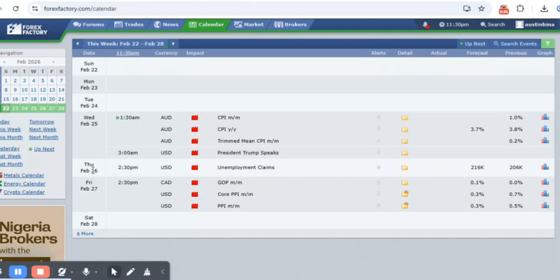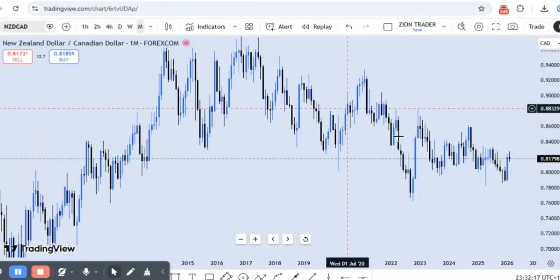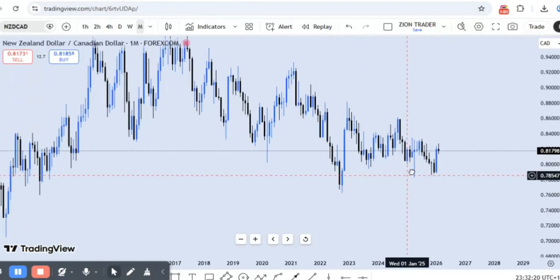On Thursday we have unemployment claims for USD as well, so that's to be paid attention to as well. We have GDP month over month. So these are the high impact news we have coming up during the week. Let's take a look at the technicals right now.